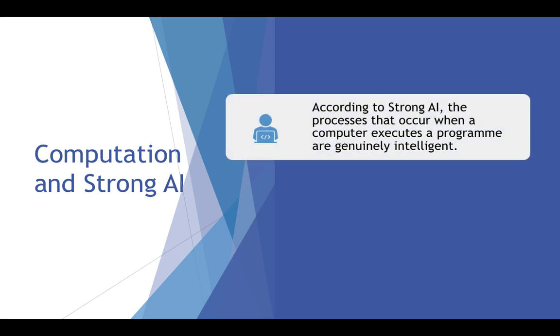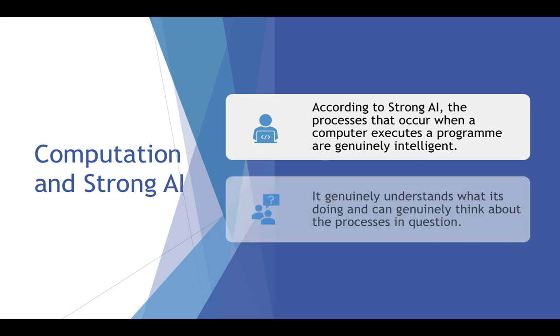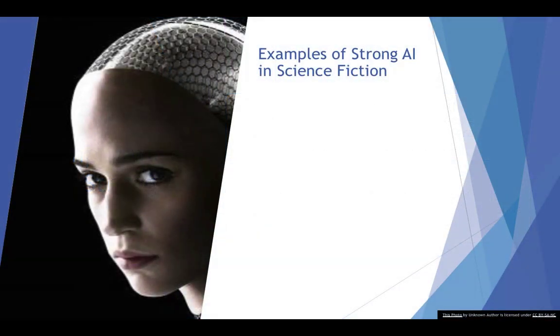According to strong AI, the processes that occur when a computer executes a program are genuinely intelligent. It's genuine understanding and intelligence. It genuinely understands what it's doing and can genuinely think about the processes in question. So it's exactly the same as how a human would understand it.